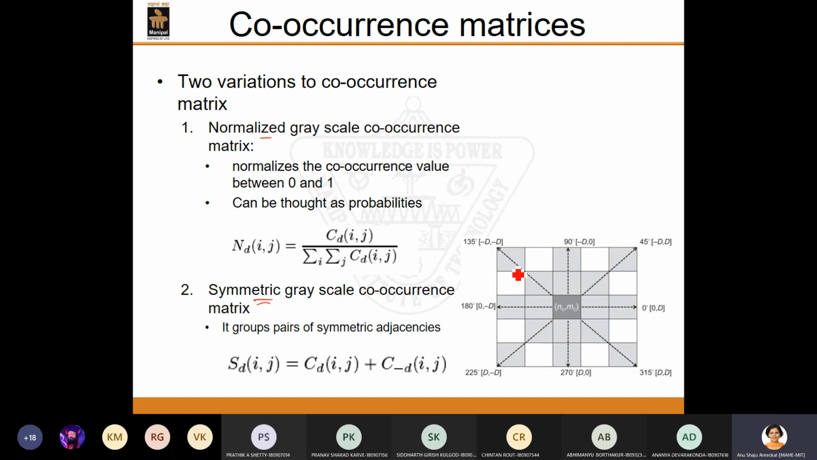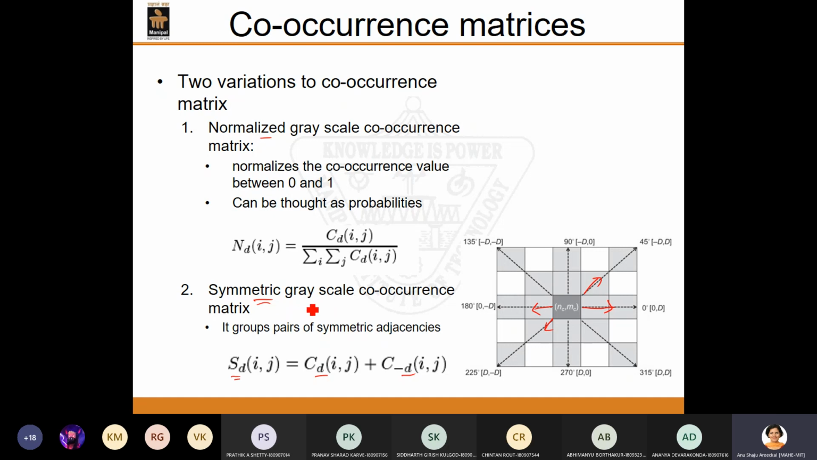Another way is by using a symmetric GLCM matrix. What a symmetric GLCM matrix means is, the direction d and minus d can be combined together. So let's say I have calculated GLCM along this direction as well as along this direction. Both of these can be combined together to form a symmetrical GLCM matrix. Again, this direction as well as this direction could be combined together, because both of them represent the diagonal information, right? Therefore they can be combined to form the symmetric GLCM matrix. So this is one variation of the actual GLCM matrix, and you can work with the symmetric GLCM matrix.